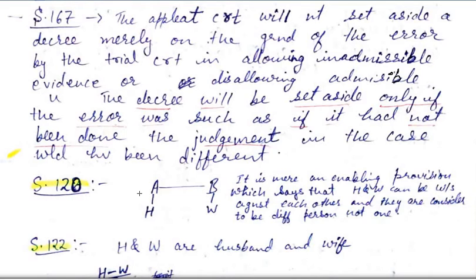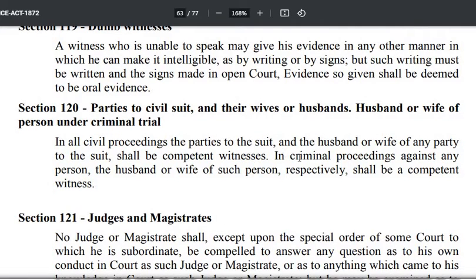अब इन द क्रिमिनल प्रोसीडिंग्स दे आर सेइंग in criminal proceedings against any person, the husband or wife of such person respectively shall be a competent witness. When criminal proceedings against any person means, suppose H is an accused in a case, so the criminal proceeding is against H. They are saying the husband or wife of such person respectively shall be a competent witness.